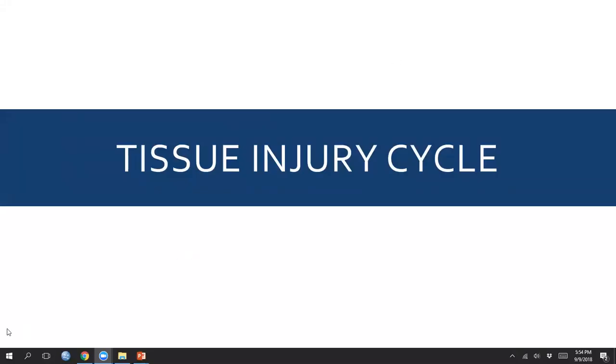Perfect. Let's get started into the tissue injury cycle today. We're going to talk a little bit about the 9 different phases and how this will be incorporated. So remember, for your module homework, you will have to have this information learned, and it will be the 9 stages for the matrix.